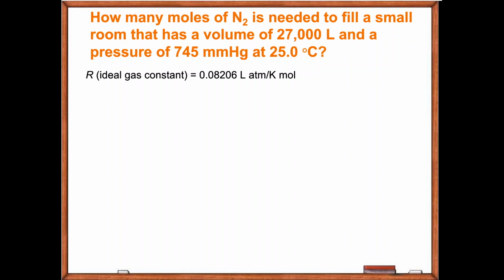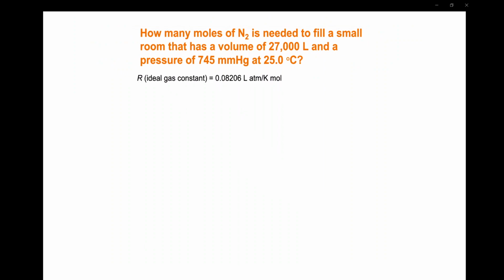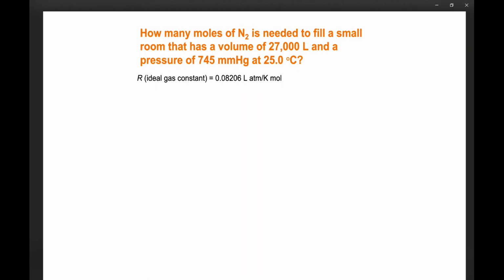Let's take a look again at our ideal gas law. So remember, PV is equal to nRT, where P is pressure, V is volume, T is the temperature in Kelvin, n is the number of moles, and again, R is our ideal gas constant. So here's a question for us to try.